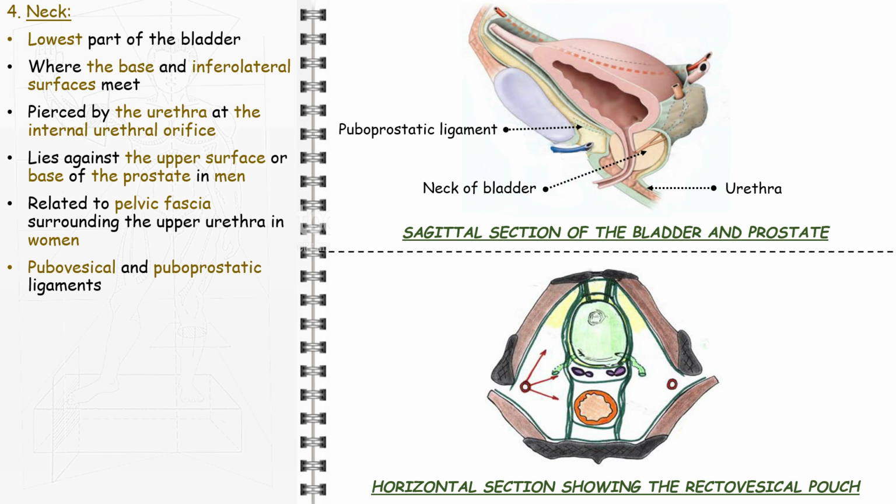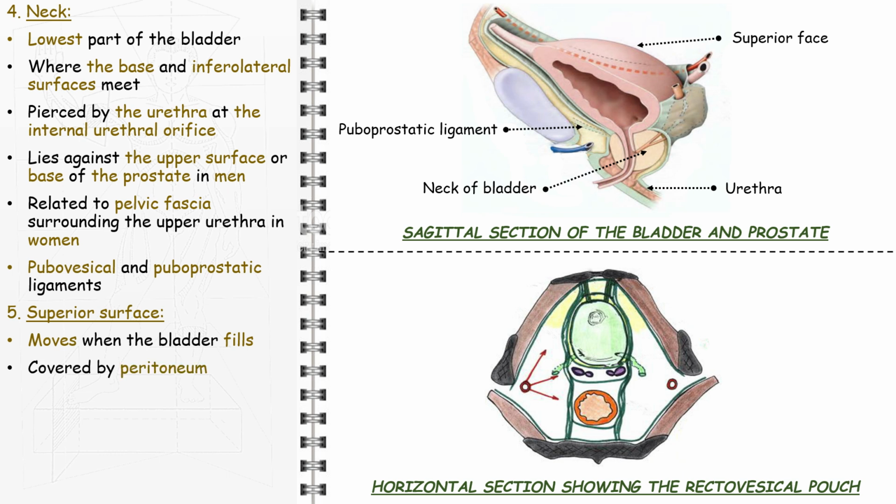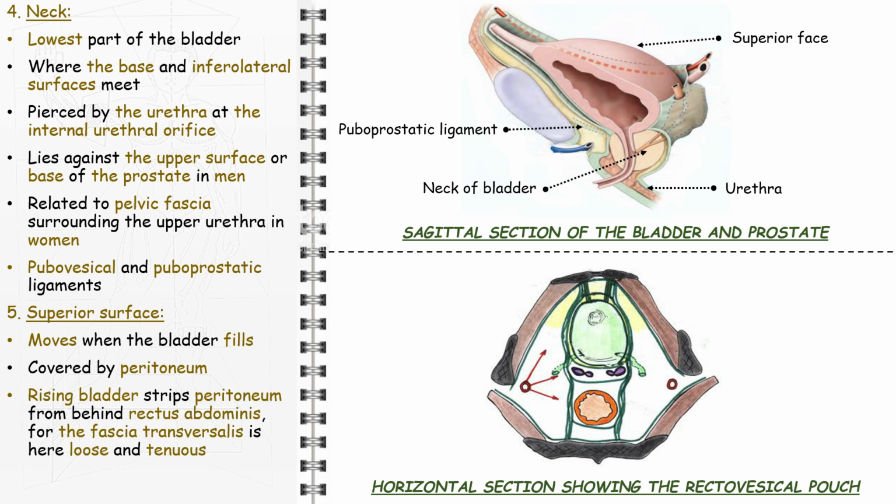The superior surface moves when the bladder fills and is covered by peritoneum, continuous backwards with the peritoneum of the rectum through the rectovesical pouch in men and with the peritoneum of the uterus through the vesicouterine pouch in women. The rising bladder strips peritoneum from behind rectus abdominis, for the fascia transversalis is here loose and tenuous. Thus, when full, the bladder is subcutaneous.